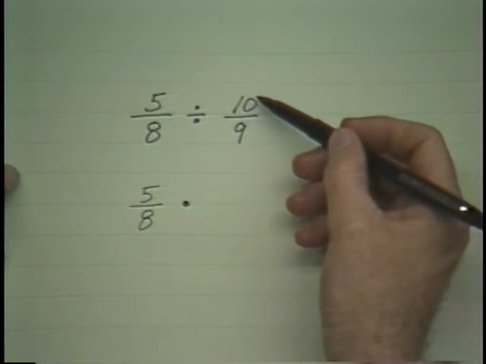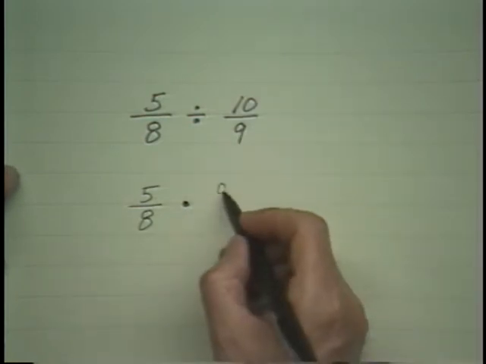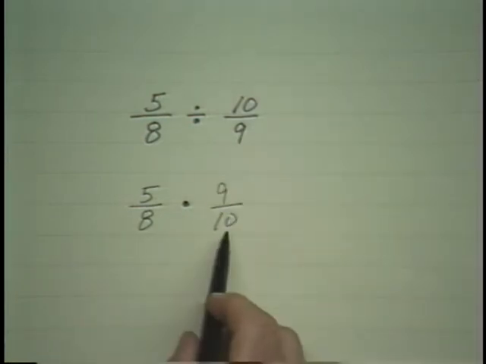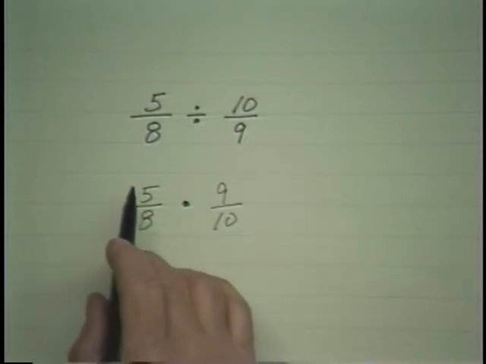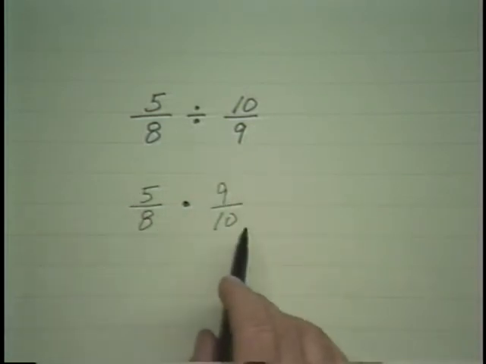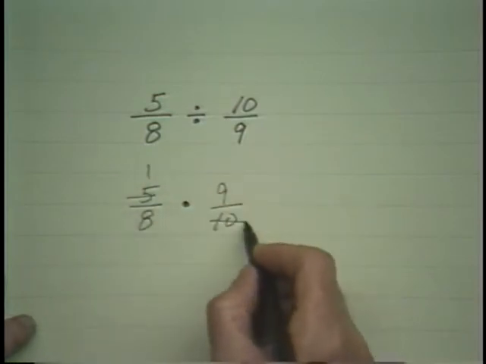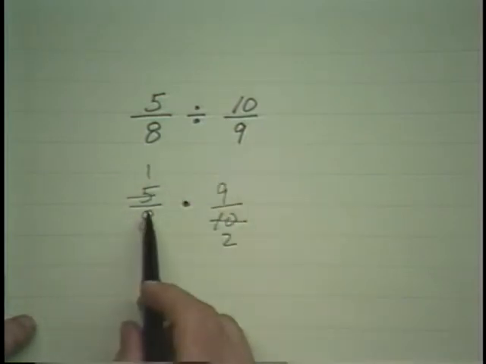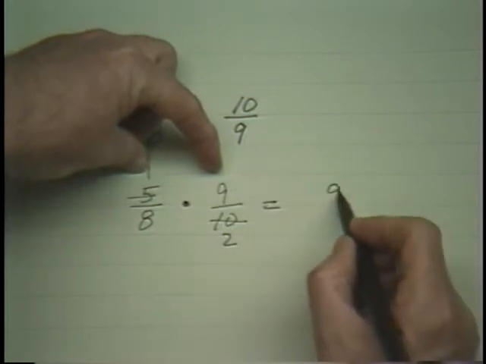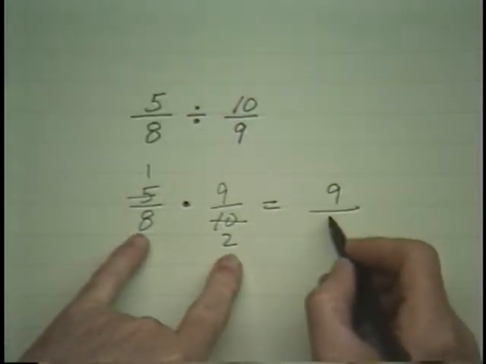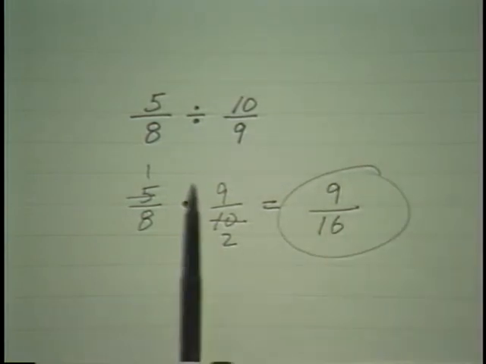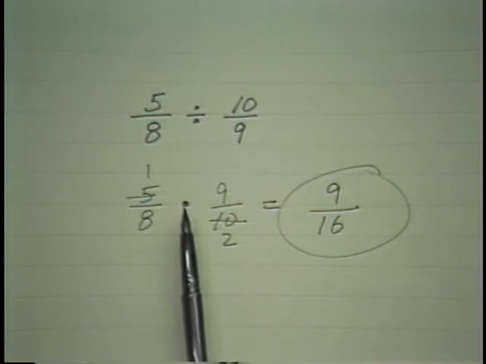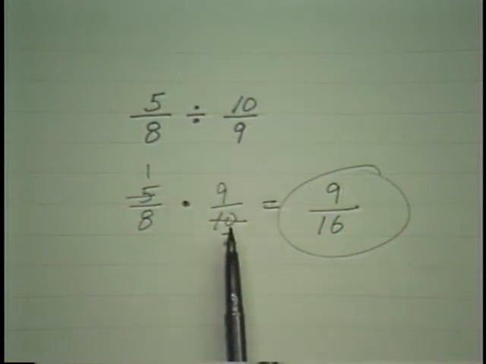Multiply, take the reciprocal of the divisor as your second factor in your multiplication. Now that you're multiplying, check to see if there's any cancellation. There is. 5 into 5 goes once, 5 into 10 goes twice. There is no more, so multiplying the tops for the new top, the bottoms for the new bottom, I'm done, it's reduced.